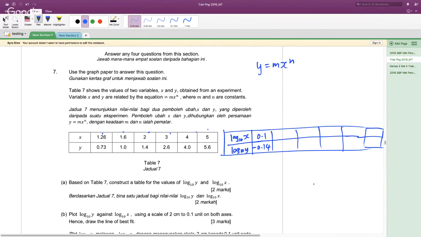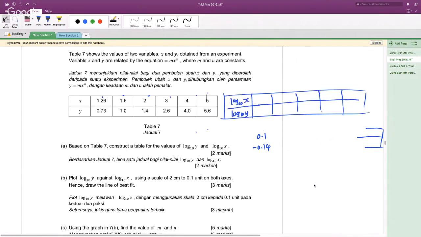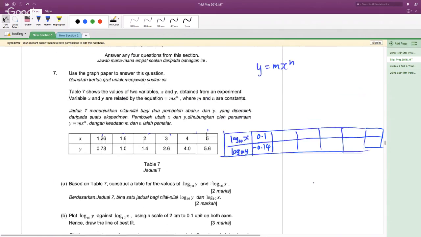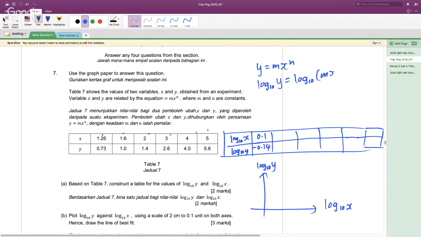So what you need to do is actually solve the equation, because the question asks you to plot log y against log x. That means your y-intercept is log 10 y and your x-intercept should be log 10 x. So you need to solve this equation first. I will add log 10 to both sides. The log rule tells us that when it is multiplied, we have to separate them.